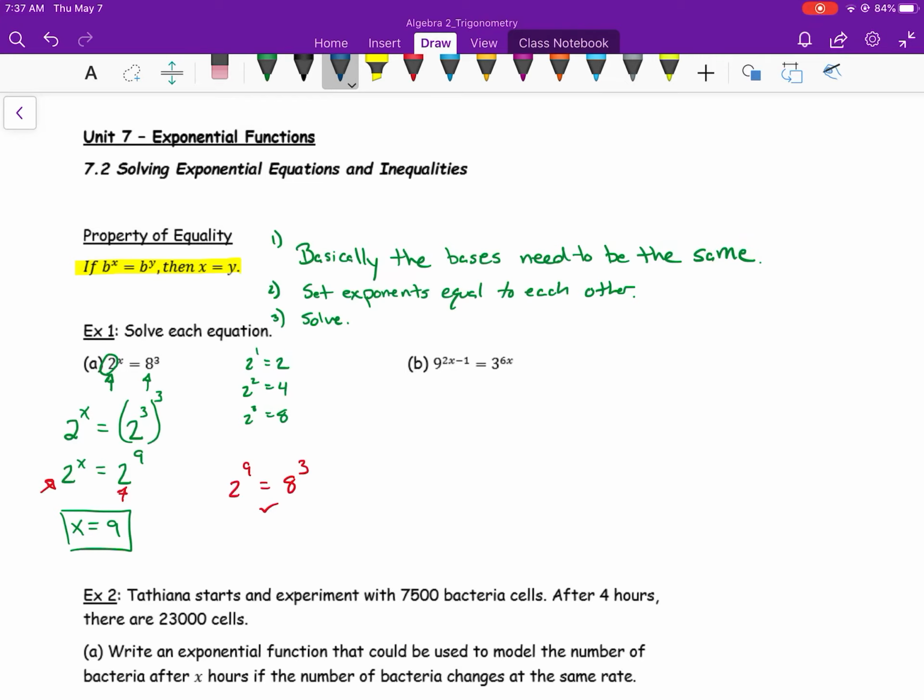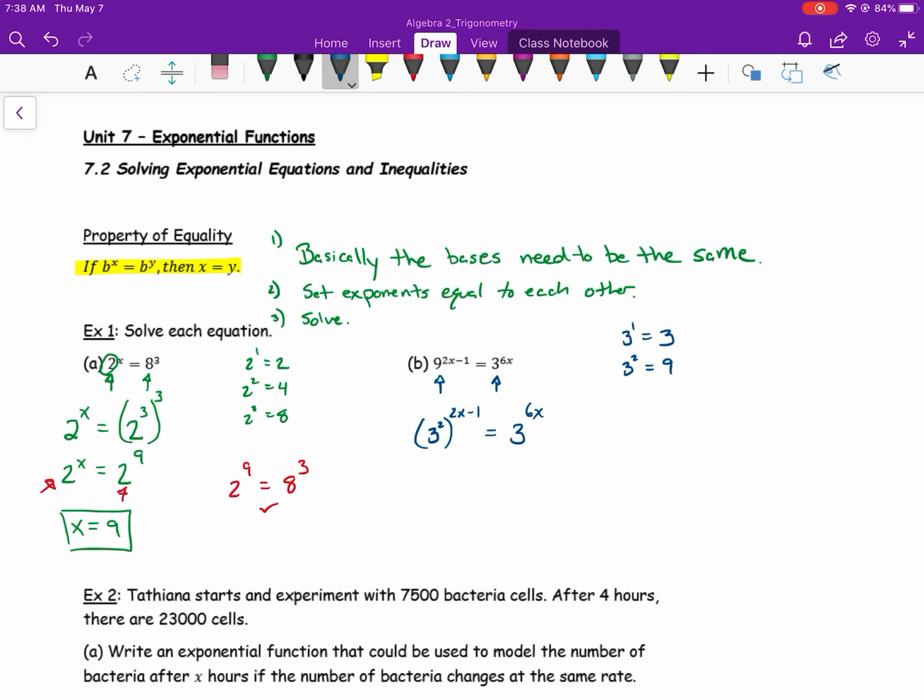Now our next one, I have 9 and I have 3. So again, I like to start with the lower number. We know 3 to the 1 is 3, 3 squared is 9. Awesome. So we don't have to go any further from there. So I'm going to substitute 9 for 3 squared. So I have 3 squared to the 2x minus 1 is equal to 3 to the 6x power.